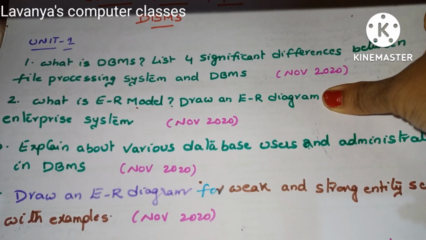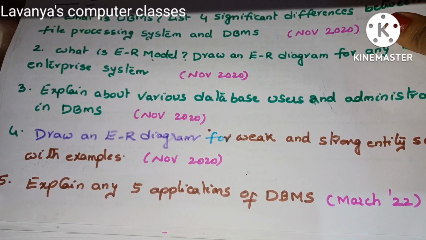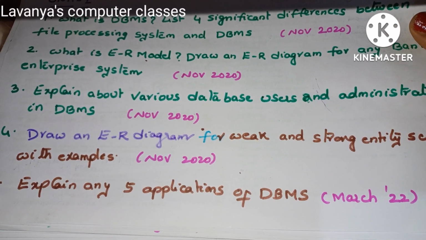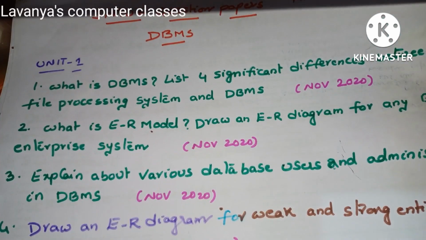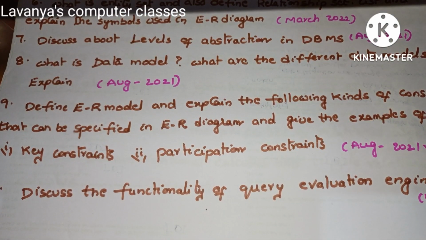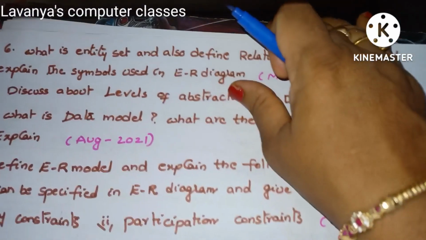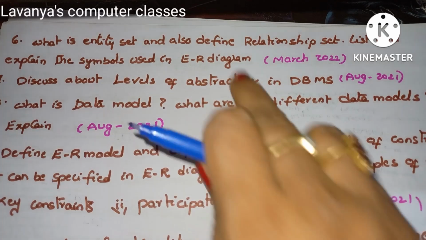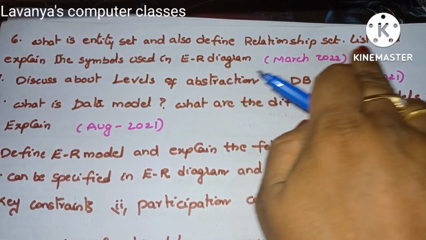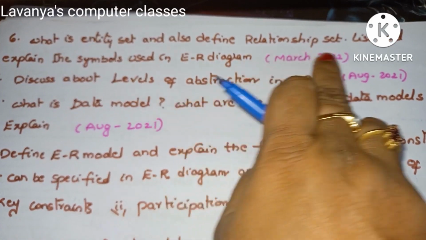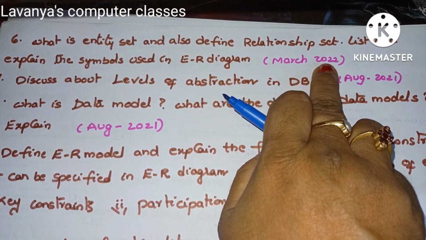Okay. So next one is the fifth question. Explain any 5 applications of DBMS. This is from March 2022. So take the papers and read all these questions. Next one, these are also from unit 1 only. What is entity set? And also define relationship set. List and explain the symbols used in ER diagram. This is also from March 2022.